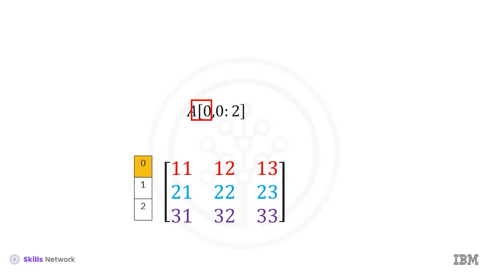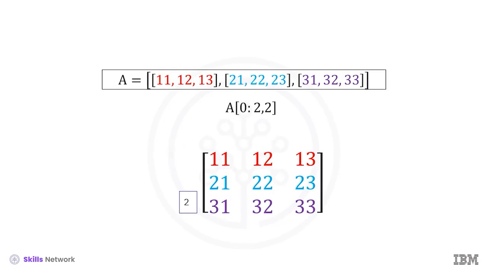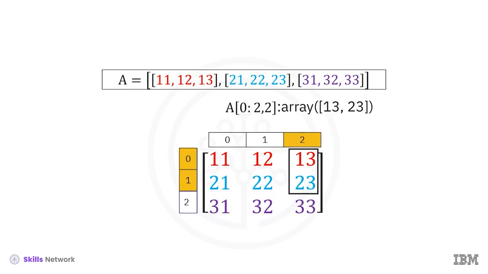The first index corresponds to the first row. The second index accesses the first 2 columns. Consider this example. The first index corresponds to the first 2 rows. The second index accesses the last column.